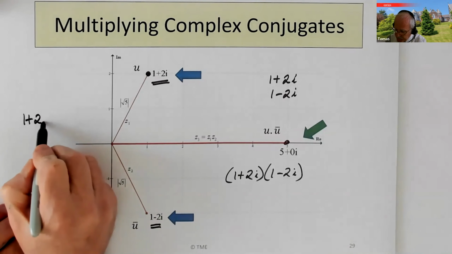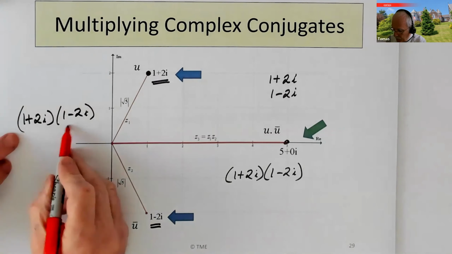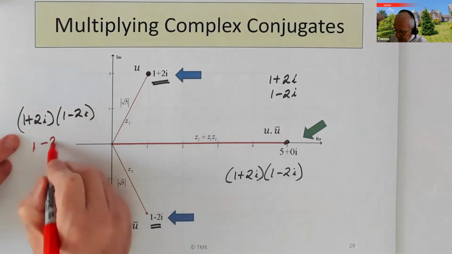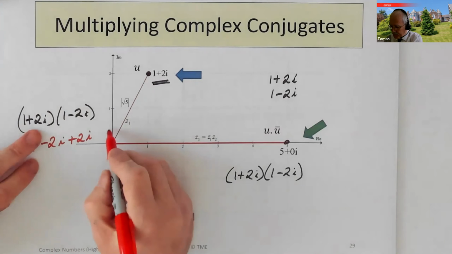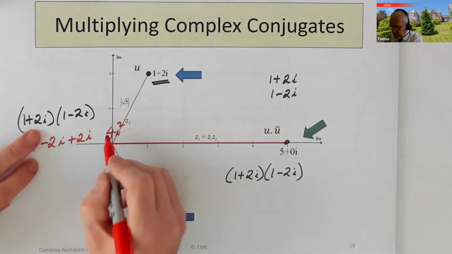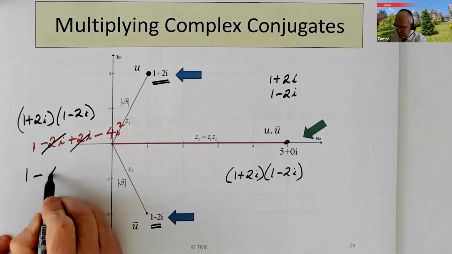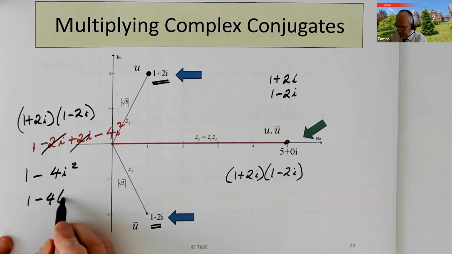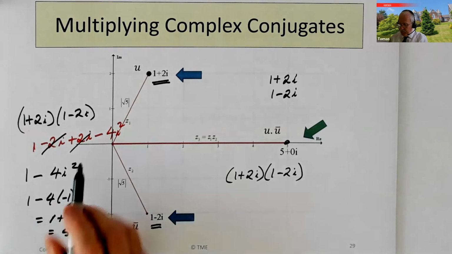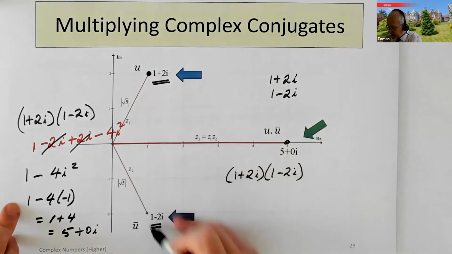1 plus 2i by 1 minus 2i. Use the FOIL method. 1 by 1 is 1. 1 by minus 2i is minus 2i. 2i by 1 is 2i. And 2 by 2 is 4. i by i is i squared, and the minus is there. The 2i and the minus 2i cancel. So we end up with 1 minus 4i squared. i squared is minus 1. So 1 minus 4 times minus 1, which is 1 plus 4, which is 5, plus 0i. 5 plus 0i. So we multiply this by this, we end up here.